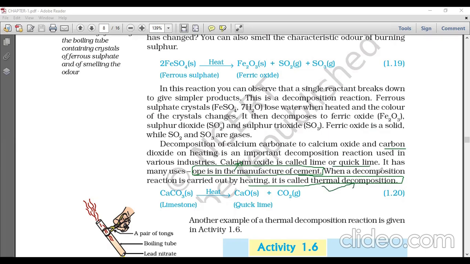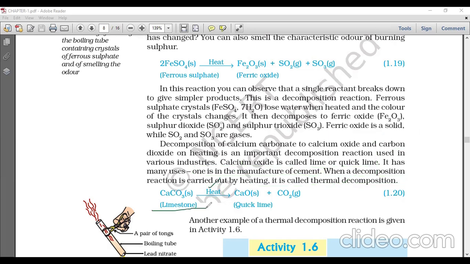So decomposition means division is happening, dividing. The dividing is happening only because we are giving the heat energy. So that is why it is called thermal decomposition. And above the arrow, if you see, we have mentioned the condition also. If you do not use heat, then it won't be divided, or it doesn't get decomposed. So that is why it is mandatory, so we write it above the arrow.